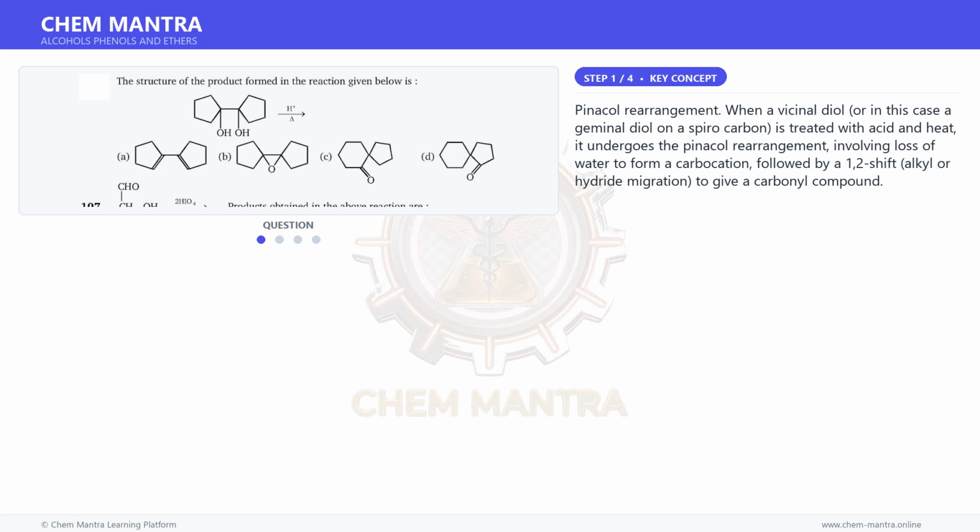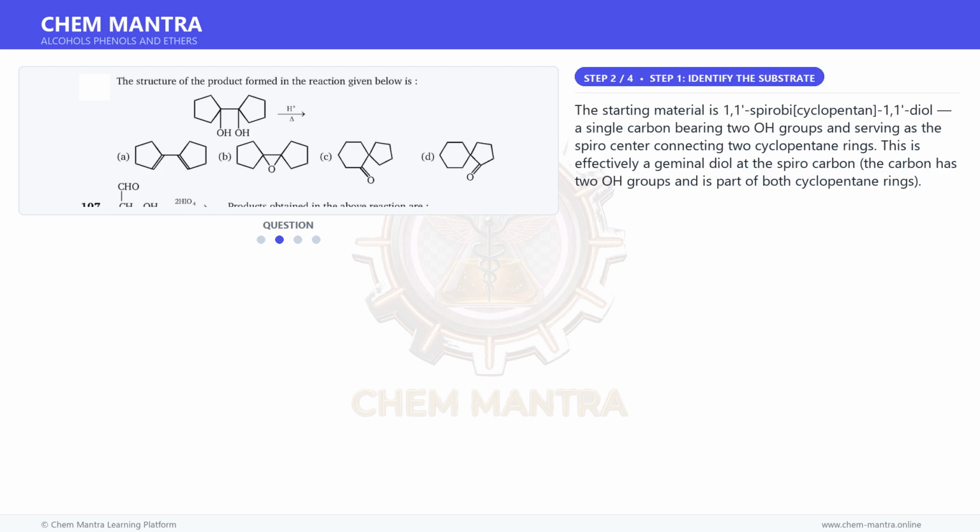and heat, it undergoes the Pinacol rearrangement, involving loss of water to form a carbocation, followed by a 1,2 shift, alkyl or hydride migration, to give a carbonyl compound. Moving on to the next step.